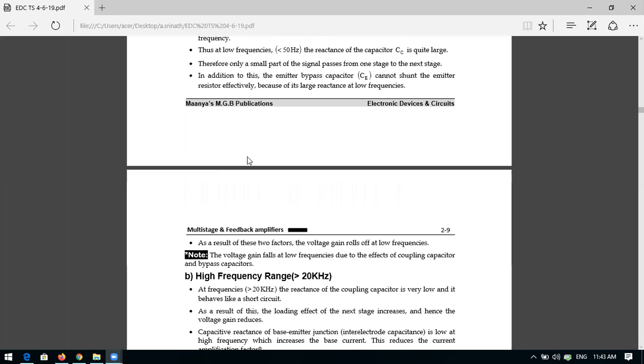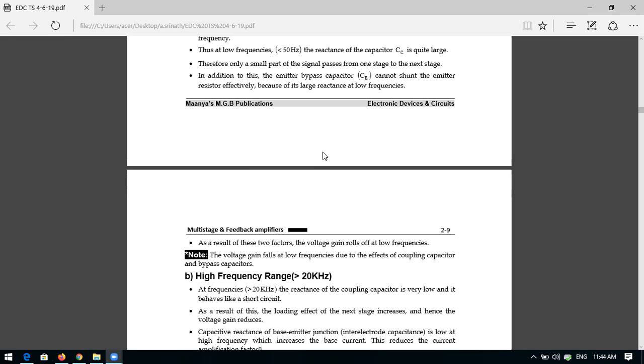Is it clear? We already discussed what the CE bypass capacitor is. If you have not used a bypass capacitor, what will happen? The gain will decrease. With the bypass capacitor, the gain will increase, as already discussed. In the low frequencies, what will happen? The bypass capacitor CE will not shunt the resistor RE properly. That is the reason the voltage gain will reduce. The same concept.